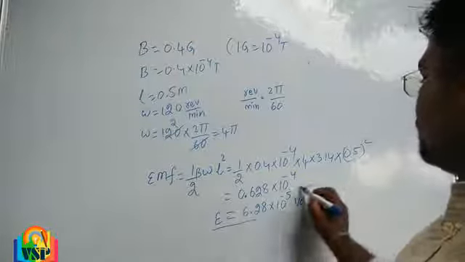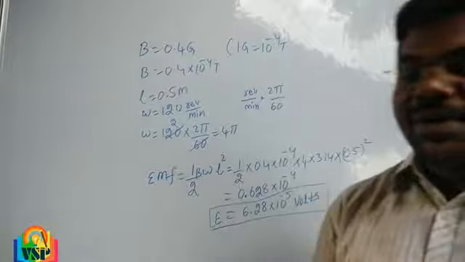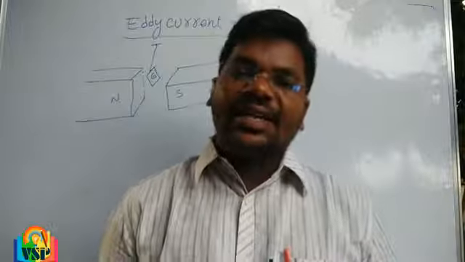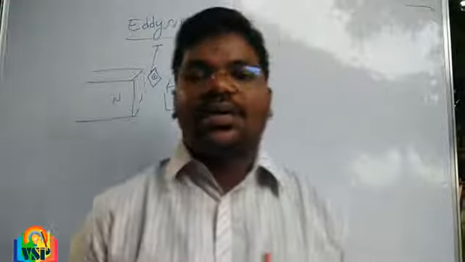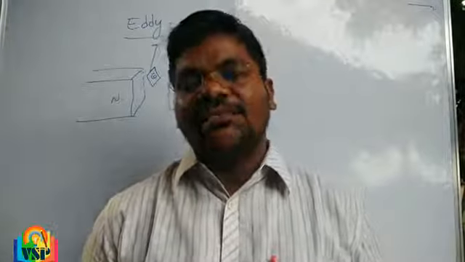EMF is equal to 6.28 into 10 power minus 5 volts. Eddy current. Eddy current is defined as a current developed in the bulk pieces of materials like metals.